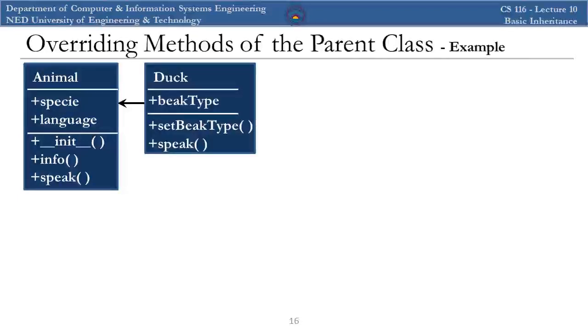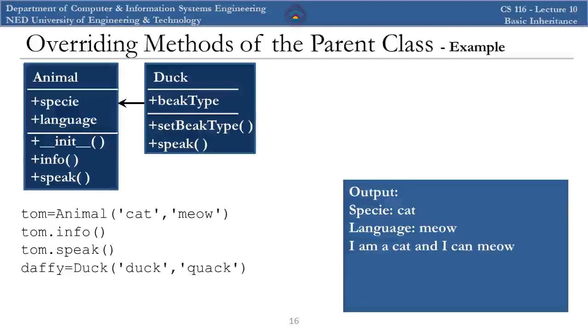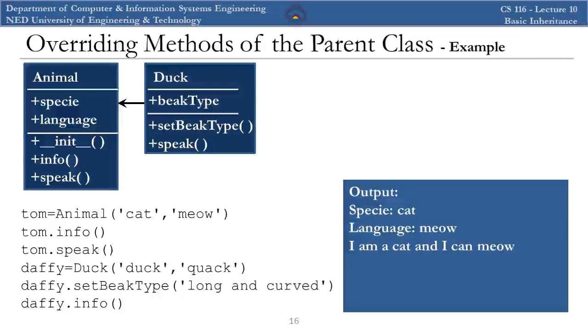This is the class diagram now, the updated one. I have added one more method, speak, to my child class duck. Okay, now the test code is almost the same. In fact, exactly the same. Let's see what output it produces this time. Now, for Tom, there is no change in the animal class, so Tom will be the same. Info will print species cat, language mew, and speak will print this sentence, I am a cat and I can mew. Now for Defi, I'm defining it the same way. I'm setting the beak type, which is of no use right now. Then info will print species and language. Okay, the only difference is here.